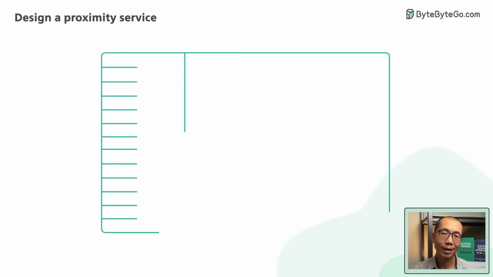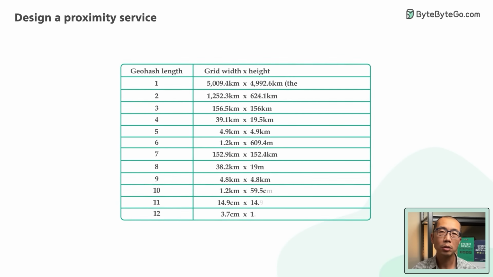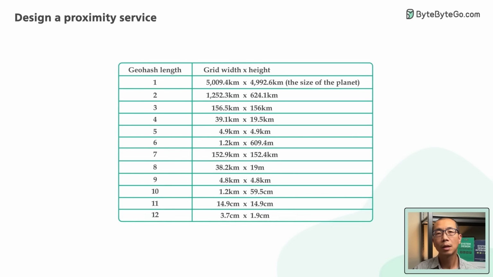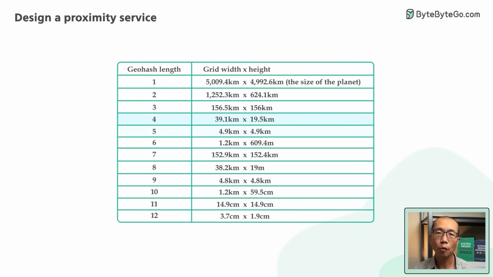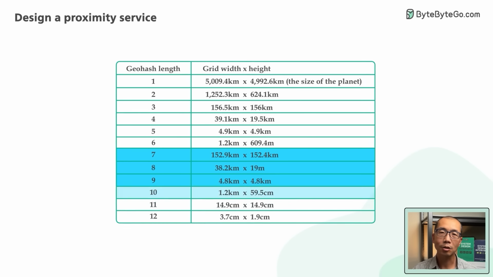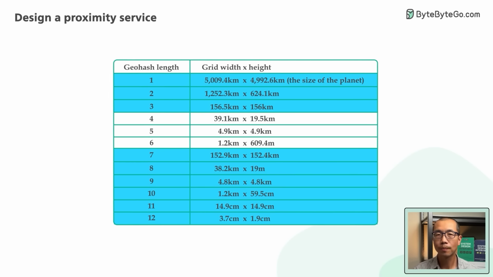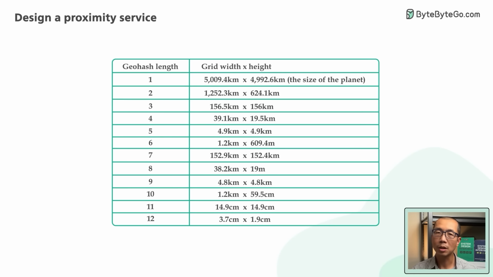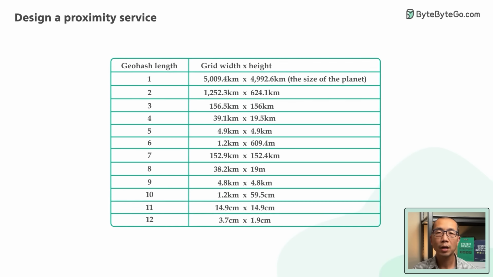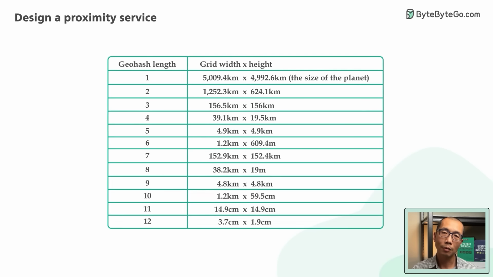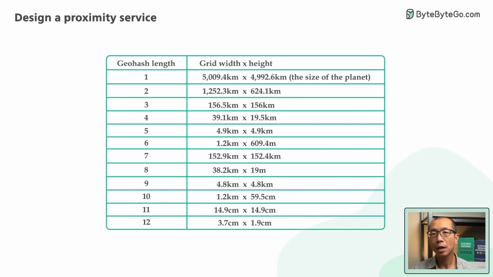Now, to look at it from another angle, the base 32 encoded string length determines the size of the grid. These are called precision or levels, and there are 12 of these levels. For the location-based service, we're only interested in length 4 to 6. For anything longer than 6, the grid size is too small. If it is smaller than 4, the grid size is too large. Now, how do we choose the right precision given a search radius? We want to find the minimal geohash length that covers the whole circle. For example, if the radius is 2 kilometers, the geohash length should be 5.